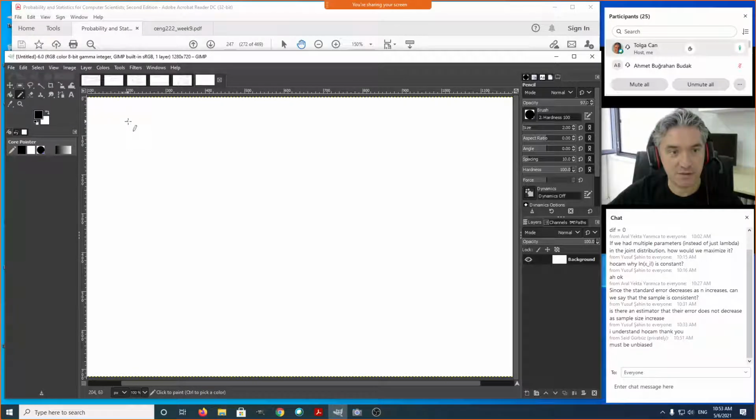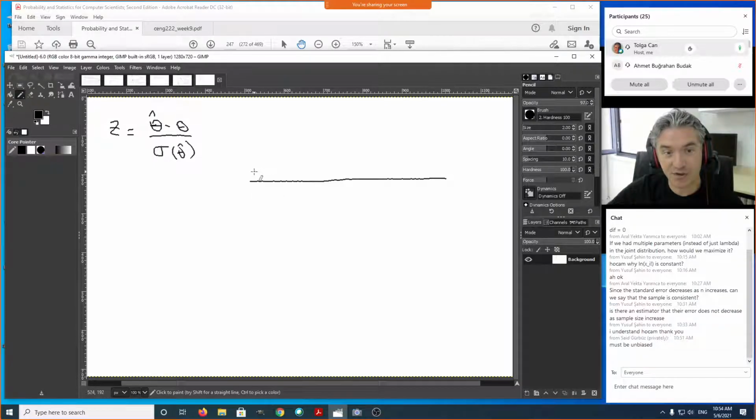Now, let's look at this variable: theta hat minus theta divided by the standard error. What is the distribution of this equation that I write here? It's standard normal, right?